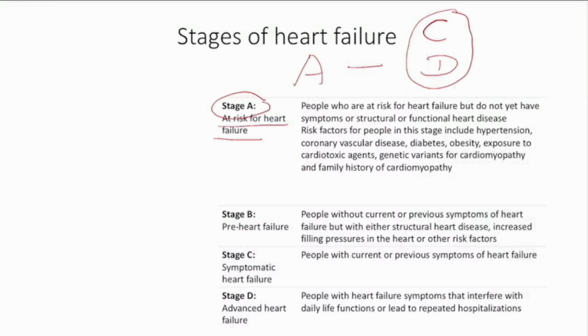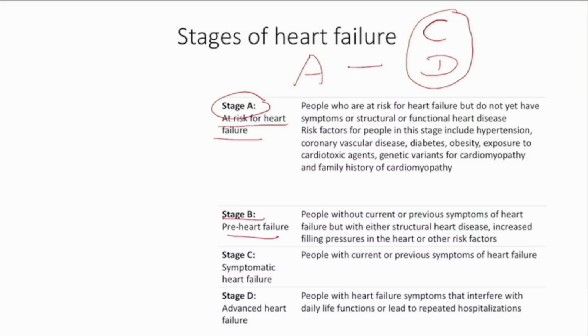So what are the conditions? If you have got hypertension, coronary vascular atherosclerosis, which has not so far produced any symptoms, diabetes, obesity, exposure to cardiotoxic drugs. So for example, somebody is exposed to anthracyclines. These are all examples of stage A. Is stage A clear to you?